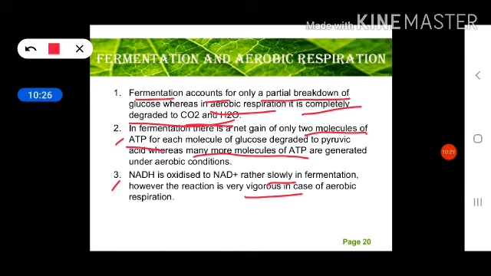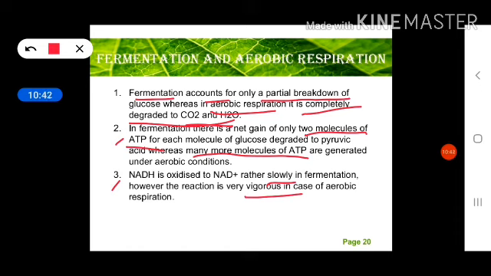After that, amino acid is formed. After that, deamination is there. Deamination means removal of amino group from the amino acid, due to which it converts into various organic acids like pyruvic acid, oxalic acid, and other types of acids. So ultimately, it also joins this pathway of respiration.